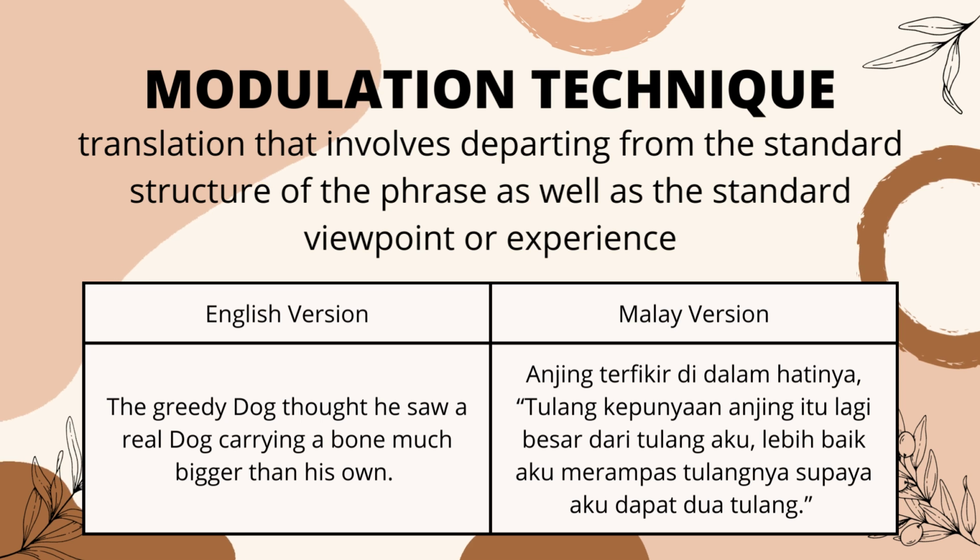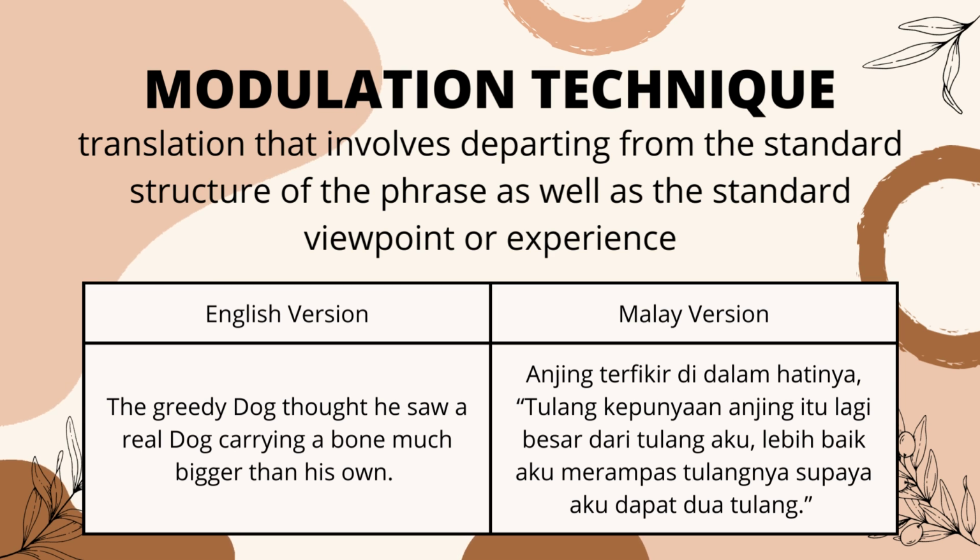The second technique used by the translator is modulation technique. Modulation technique is a translation that involves departing from the standard structure of the phrase as well as the standard viewpoint or experience. According to Molina, the technique of modulation involves shifting either the point of view, the focal point, or the cognitive category in respect to the phrase.